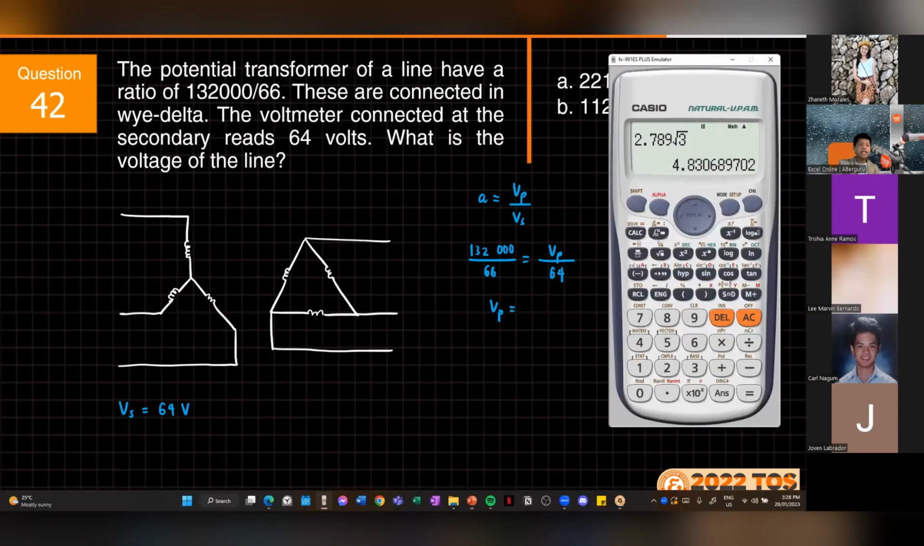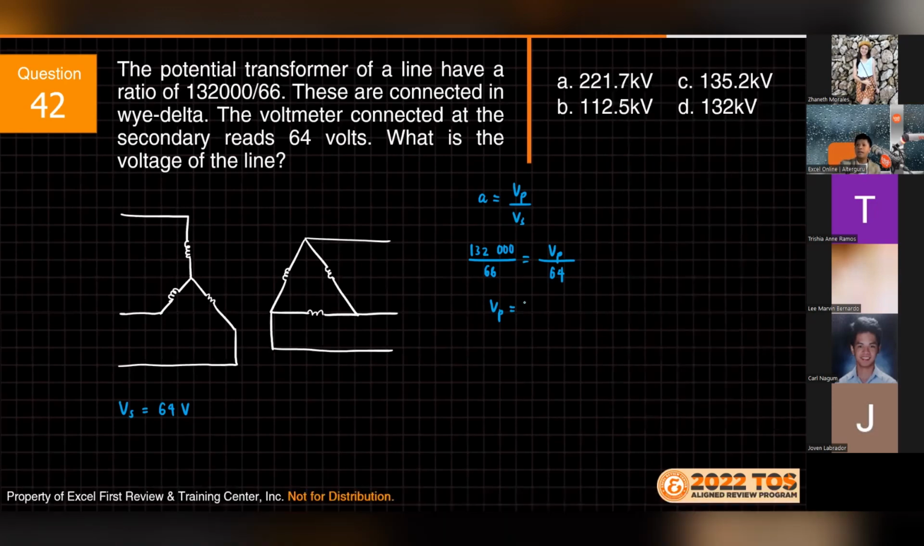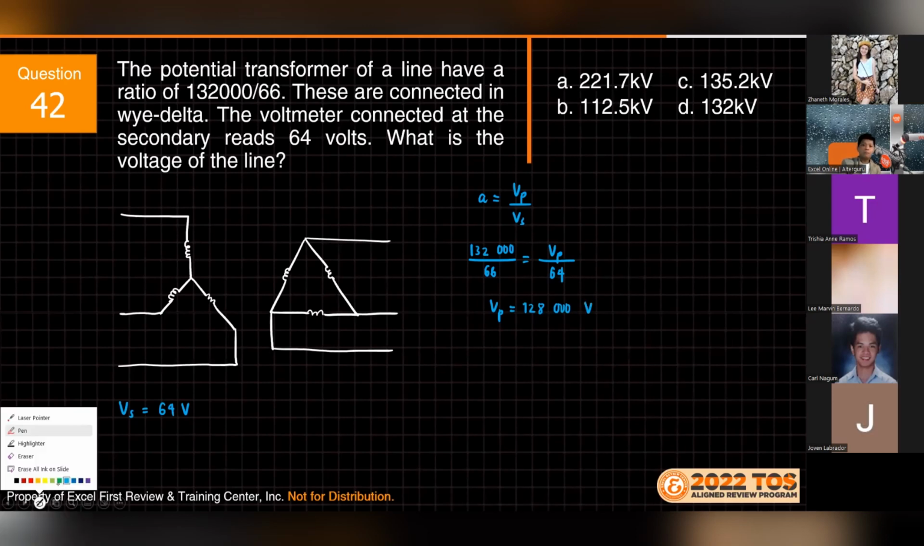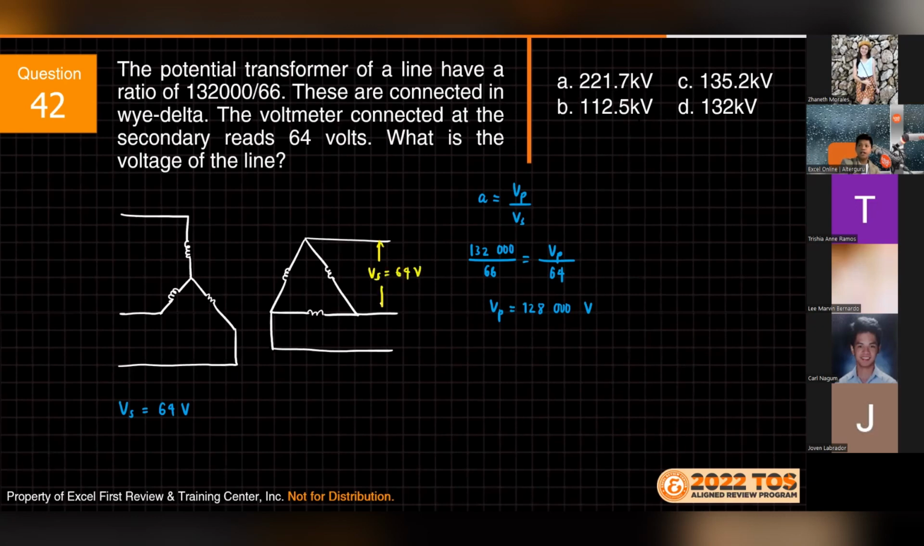Now, tandaan natin na ang transformation is phase to phase. So 64 times 132,000 over 66. And that's 128,000. Hindi pa yan yung answer ha, that's 128,000 volts. Ganito kasi yun, ang pagkaka-read niya kasi dito is 64 volts. Ngayon, ito yung ka-connection niya, ABC, no? Ang nakuha natin ditong VP is 128,000.